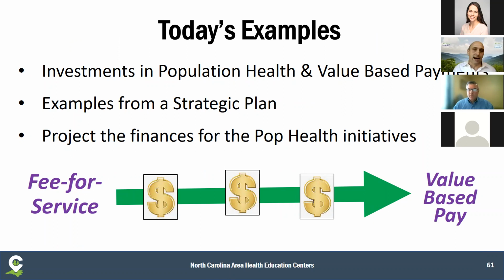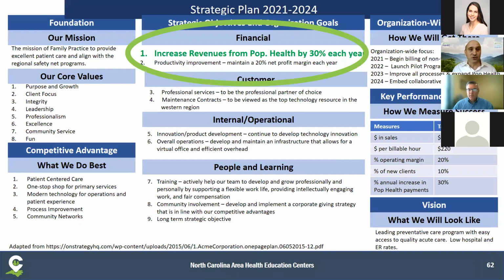You're right. We're trying to tie our modeling back to our strategic plan because it's where we're trying to get 3 years from now. And we'll project some finances. So here's an example strategic plan, right? Say this practice, primary care practice, wants to increase revenues from population health by 30% a year, right? That's their strategic plan.